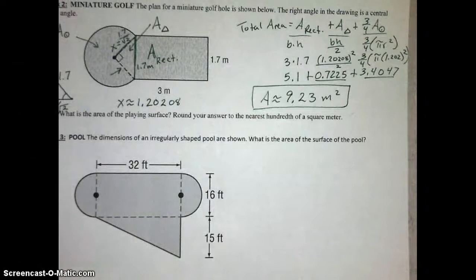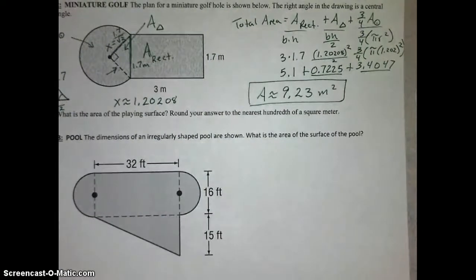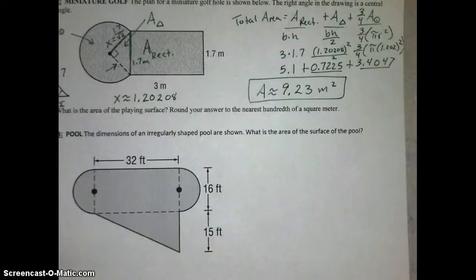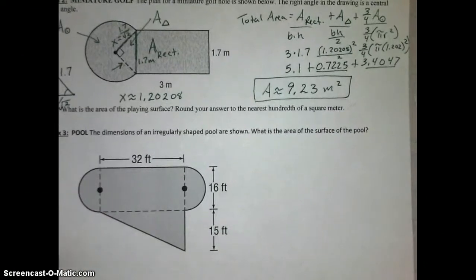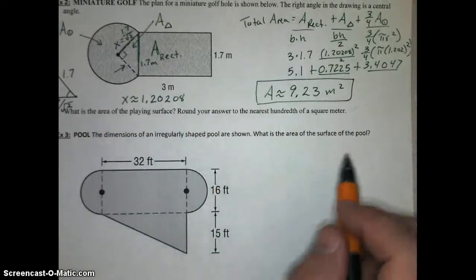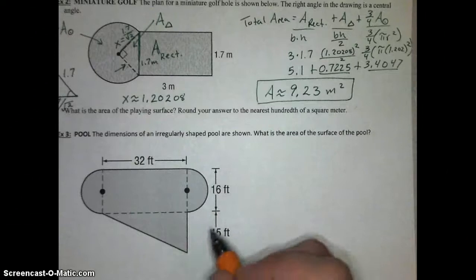And in this example, another composite figure problem. The hardest part of this is figuring out what figures to put together. Fortunately, they've put our dotted lines in nice and neat for us so we can get started and it shouldn't take too long. All right, we have the dimensions of an irregular shaped pool given here. What is the area of the surface of the pool? Easy enough for us to figure out. Let's look at the pieces that we're putting together.